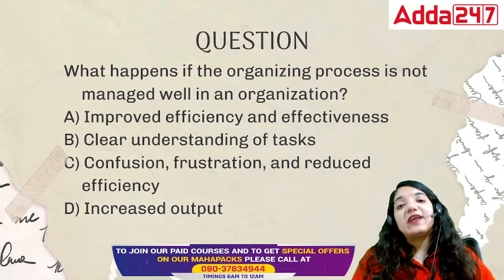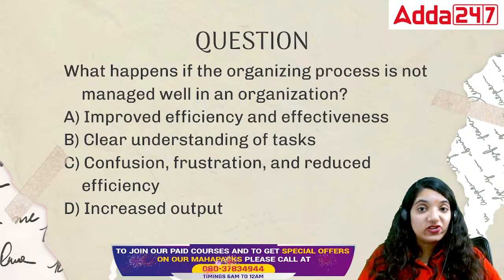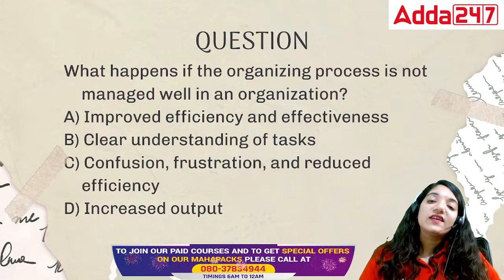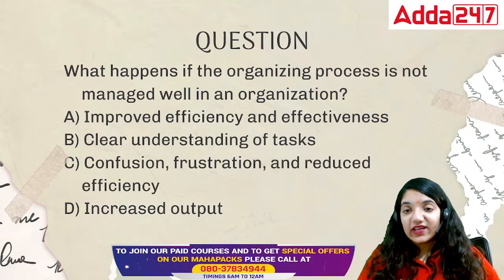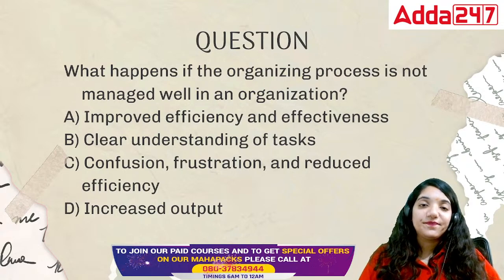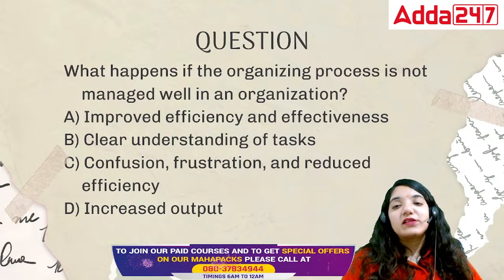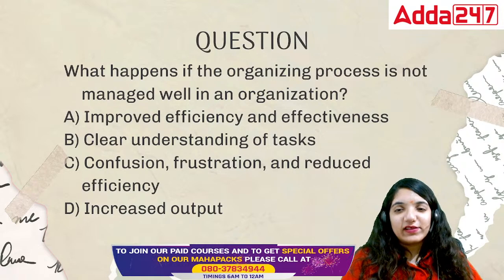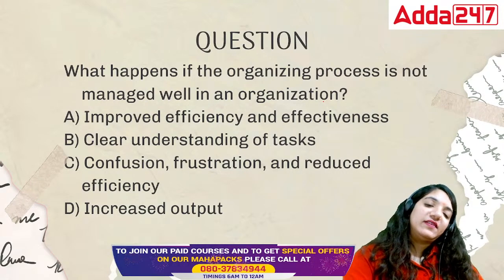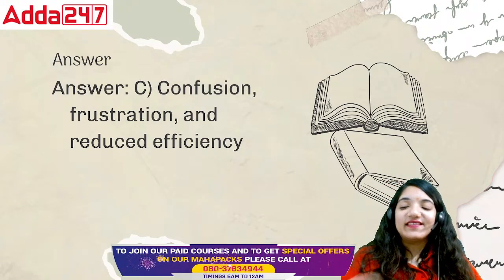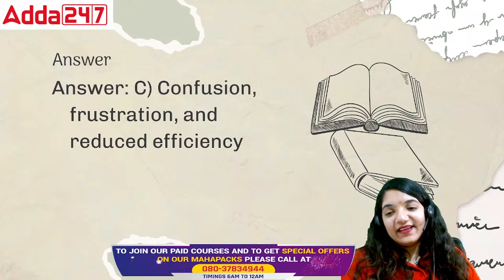Last question for the day. What happens if organizing process is not managed well in the organization? Improved efficiency and effectiveness, clear understanding of tasks, confusion, frustration, reduced efficiency, or increased output. What would be the answer? Organizing process is not managed well in the organization. That will lead to only one problem, that is chaos in the organization. Confusion, frustration, and even reduced efficiency.